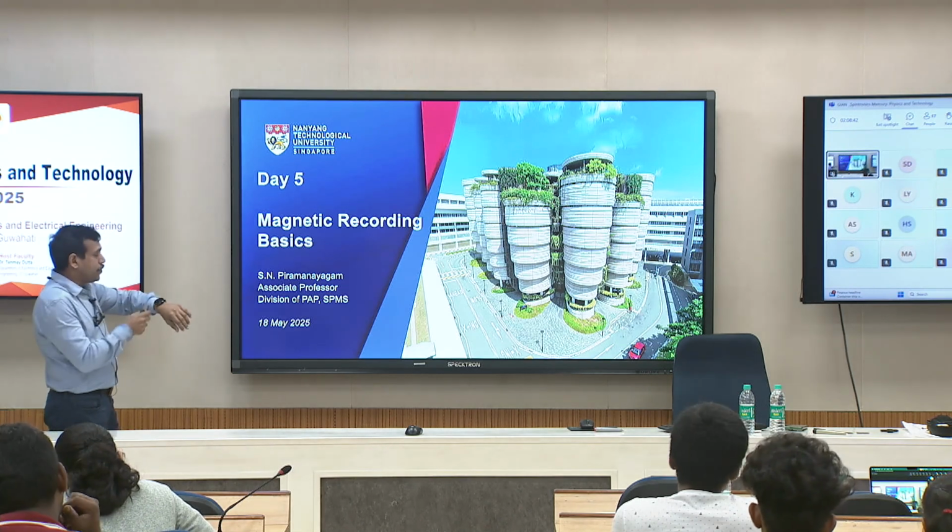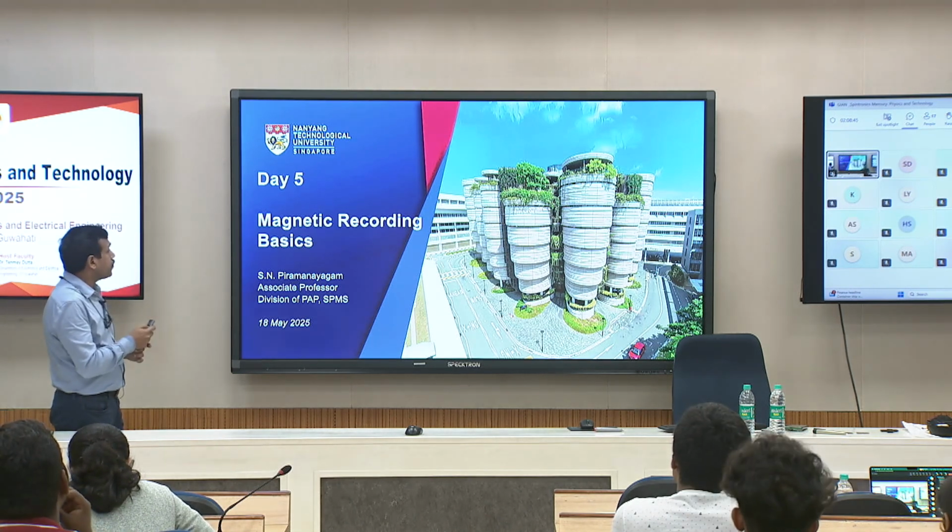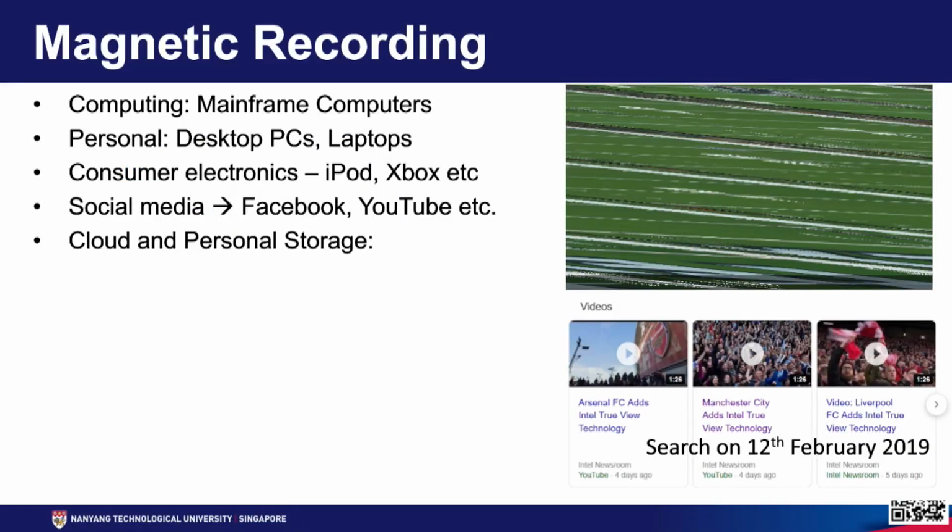Okay, so, for the next few minutes we will focus on magnetic recording. Magnetic recording was first invented in the late 1890s. Then people started using magnetic recording for audio, so for recording voices. Then somewhere in the 1950s, particularly 1956, IBM came up with a hard disk drive for mainframe computers.